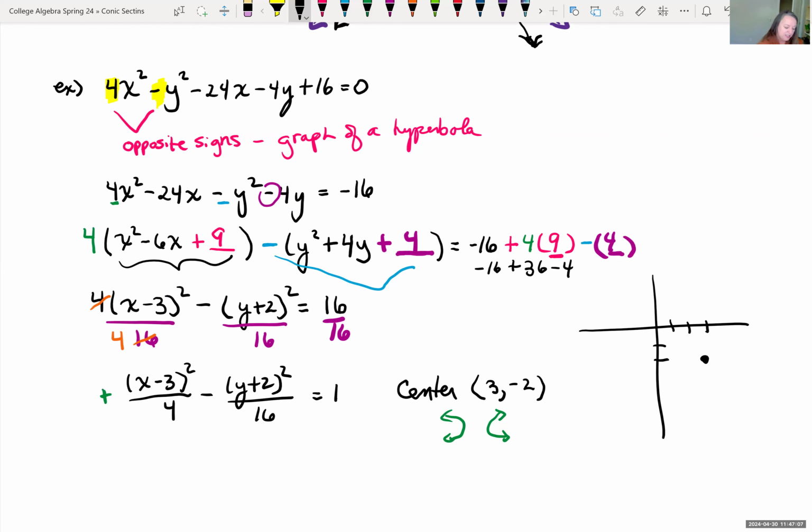So my transverse axis, my value here, I'm going to look at 2a. A is equal to 2. So I'm going to go to the left and right 2 units from my center. So that's going to be at 1, -2, and 5, -2.